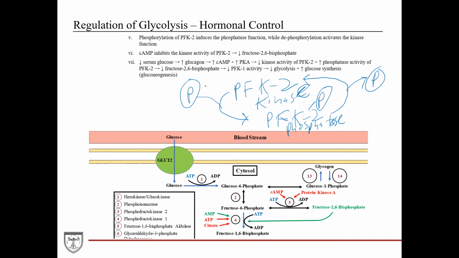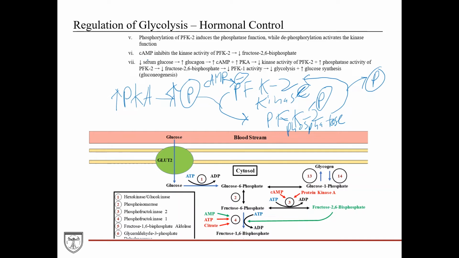The other thing to point out here is that cyclic AMP actually directly inhibits the kinase activity. So cyclic AMP and protein kinase A have this double effect of enhancing phosphatase activity, because if you increase PKA, you're going to increase phosphorylation of PFK2, thus enhancing its phosphatase activity.